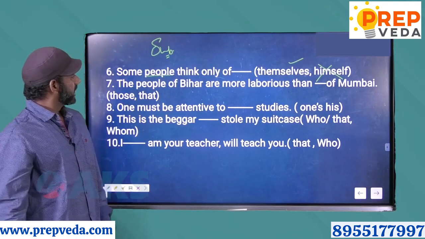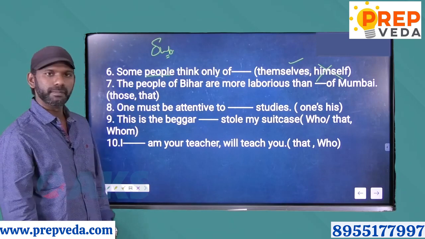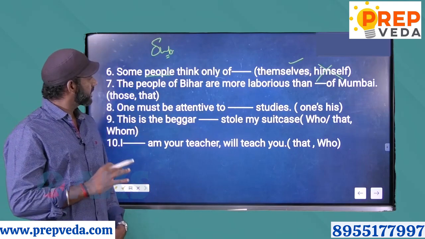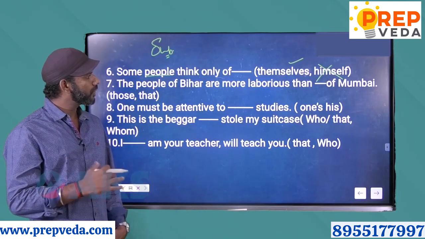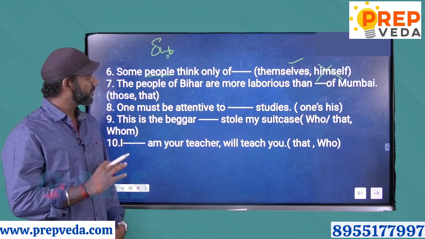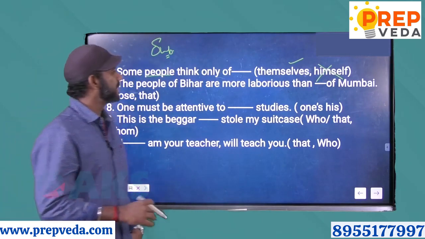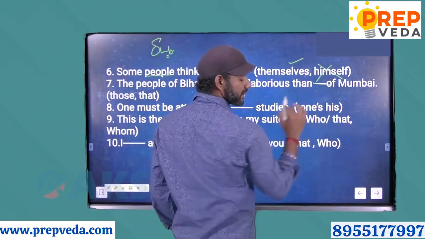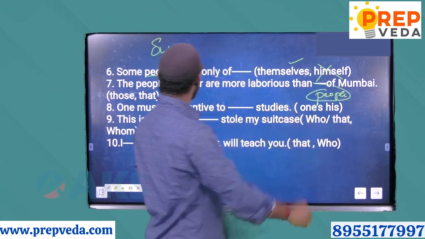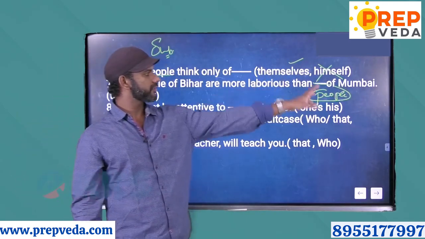Come on next. The people of Bihar are more laborious than dash of Mumbai. Understand the meaning of the sentence, right? The meaning of this sentence is, the people of Bihar are more laborious than the people of Mumbai. So this blank stands for the noun people.